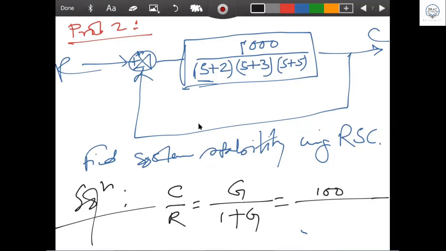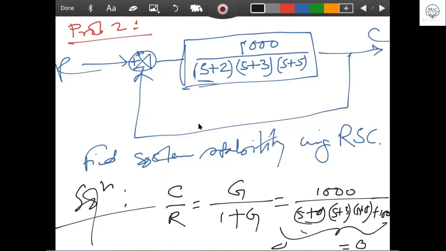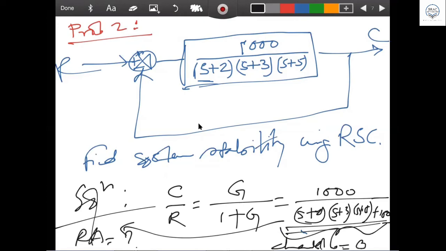What are you getting there? You're getting (s plus 2)(s plus 3)(s plus 5) plus 1000. Then the lower part equal to 0 is the characteristic equation. From this characteristic equation, you have to find the Ruthian array. Once you construct that Ruthian array, you can easily tell me whether the system is stable or unstable, how many times the sign changes, and the stability of the system. A bit faster.